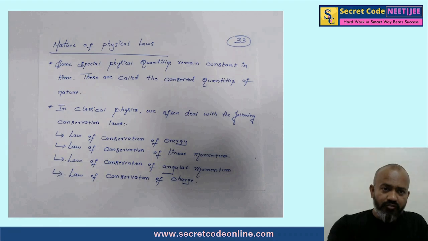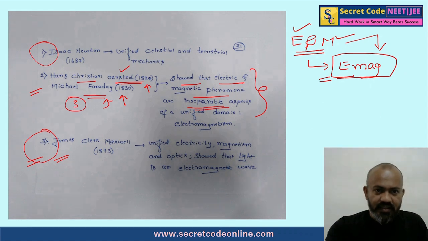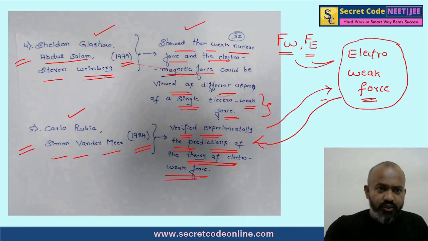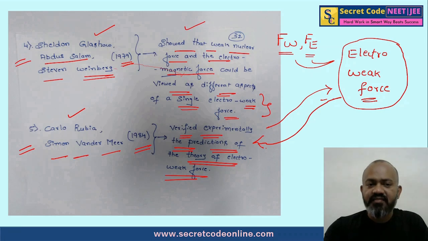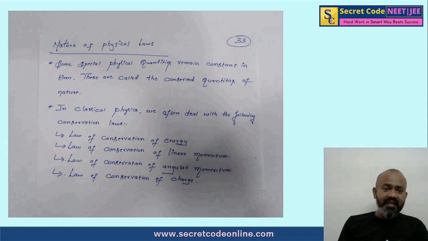These were the five things. I will summarize again. The first is Newton, the second is Maxwell, the third is Oersted and Faraday, the fourth is Glashow, Salam and Weinberg, the fifth is Rubbia and van der Meer. These were the five scientists, and we have explained how they worked on unification. Now let us move on to the second content of this video, which is nature of physical laws.